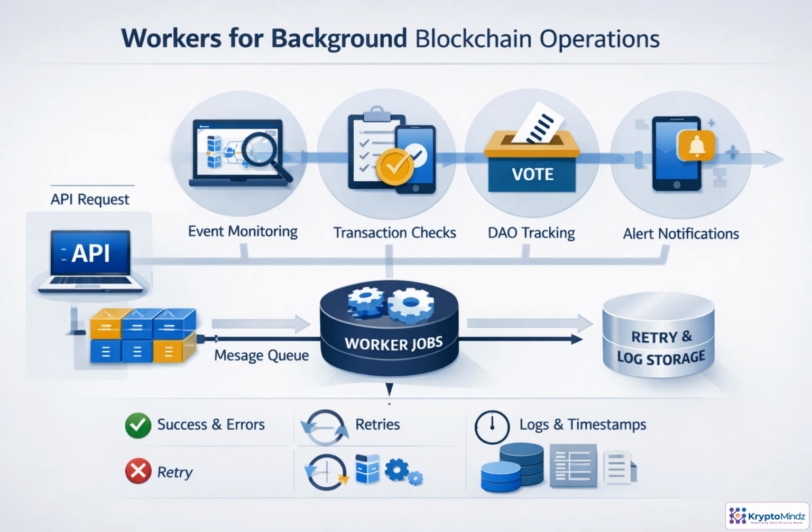Blockchain APIs should respond quickly, even when the real work may take minutes or fail temporarily. The request should create a job, place it on a queue, and return. Workers can then monitor events, check confirmations, track DAO proposals, or send alerts outside the request path. Because retries are normal, each job must be idempotent. Store status, errors, retry counts, and timestamps, and route exhausted jobs to a dead letter queue for review.